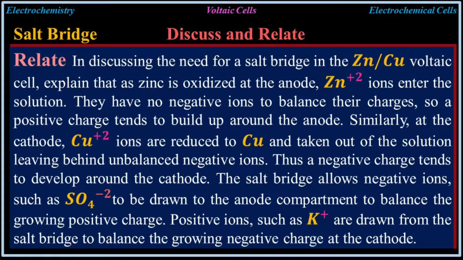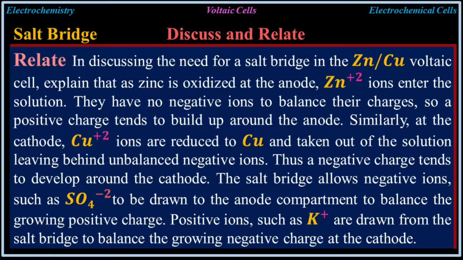Salt bridge, relate. In discussing the need for a salt bridge in the zinc-copper voltaic cell, explain that as zinc is oxidized at the anode, zinc 2+ ions enter the solution. They have no negative ions to balance their charges, so a positive charge tends to build up around the anode. Similarly, at the cathode, copper 2+ ions are reduced to copper and taken out of solution, leaving behind unbalanced negative ions. Thus, a negative charge tends to develop around the cathode.